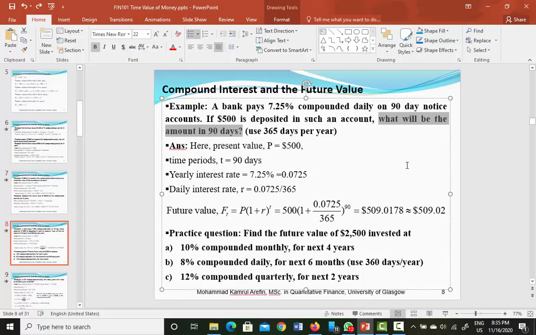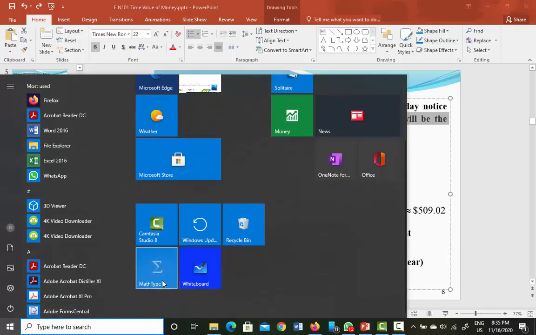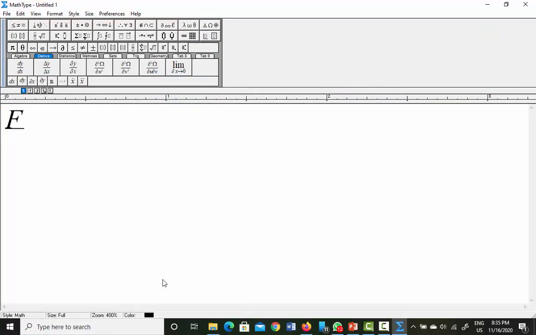If you deposit $500 today, what will be the amount in 90 days, meaning how much you will get after 90 days. That means we need to find the future value. So future value is F is equal to P into 1 plus R power T.